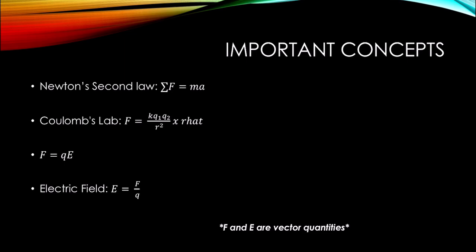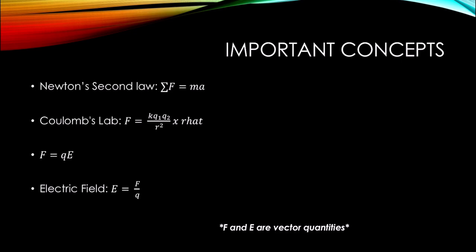Another important concept is Coulomb's law. This law states that the electric force is equal to K times Q1 times Q2 divided by the magnitude of the distance squared, multiplied by the unit vector. In this, K is a constant and Q1 and Q2 are the charges of the pieces of tape, considered to be equal in this lab.